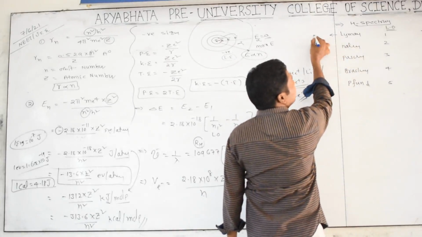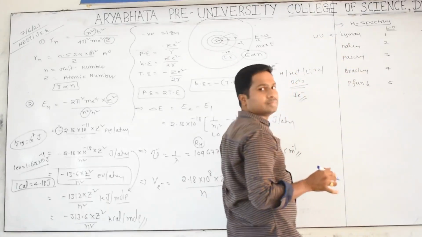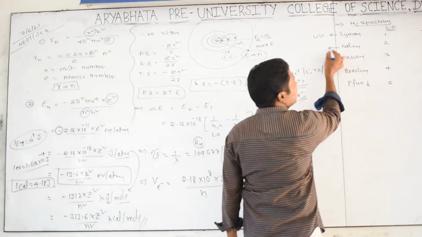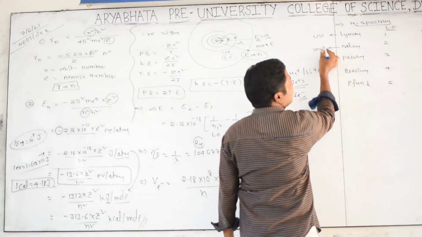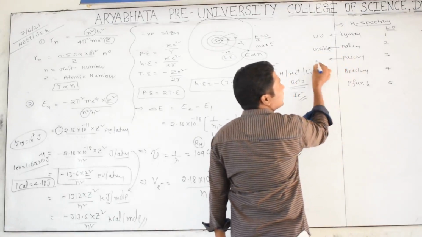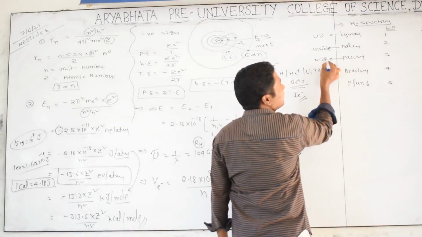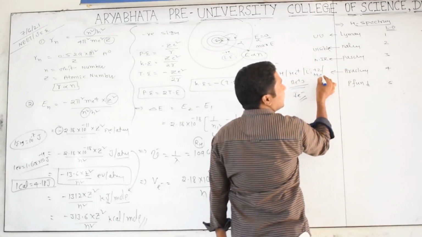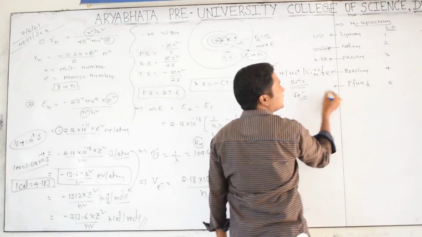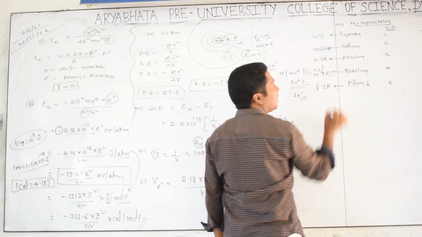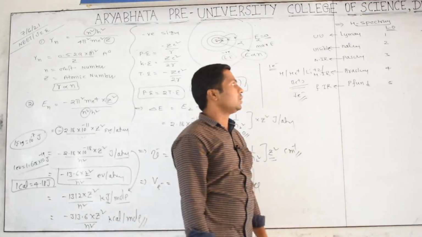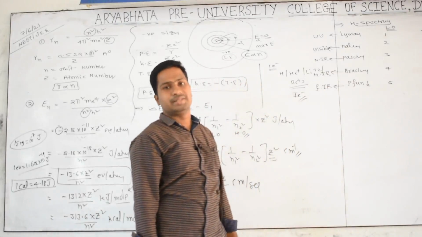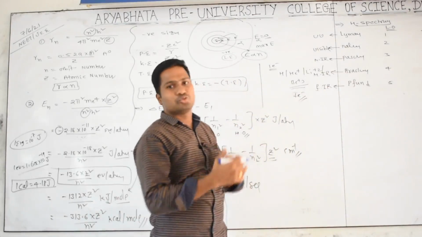Lyman series is observed in the UV region. And next, we are getting this one in the visible region. This is observed in the near IR region. And this is in the middle IR region, infrared region. This is the far IR region. Ultraviolet, visible, near IR, middle IR and far IR regions. From this we have so many competitive bits.